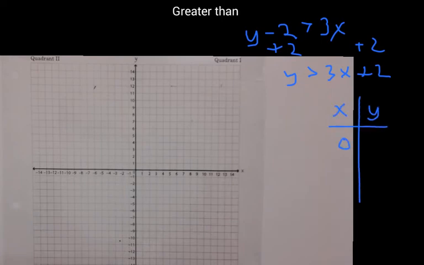If x is 0, y is 2. If x is 1, y is 5. If x is 2, you do 3 times 2 is 6, plus 2 gives you 8. So now we know what to graph, and we know because we have the greater than, but not greater than or equal to, it should just be represented with a hash line or a dotted line.